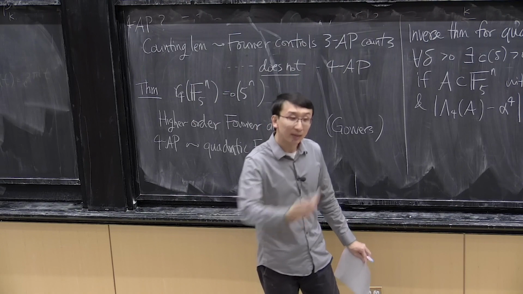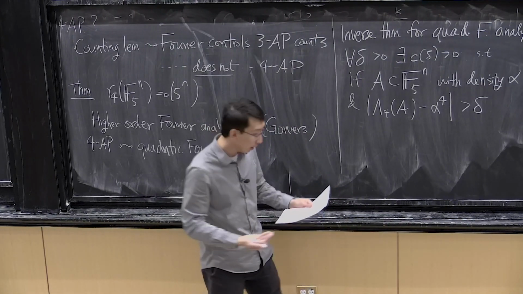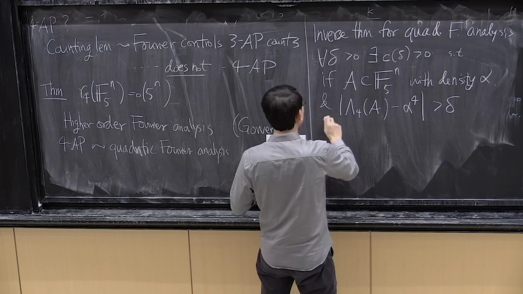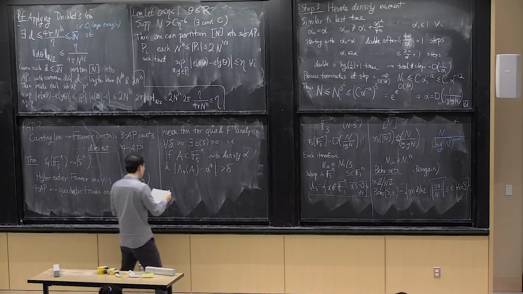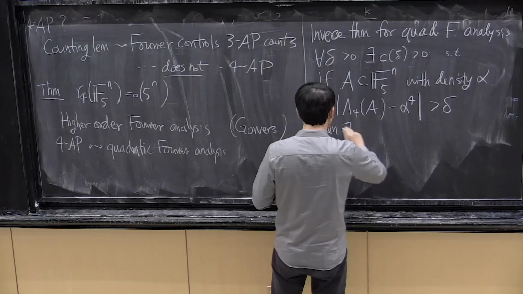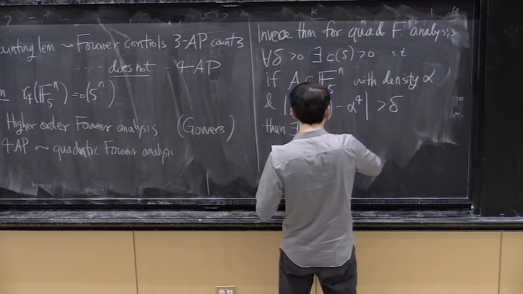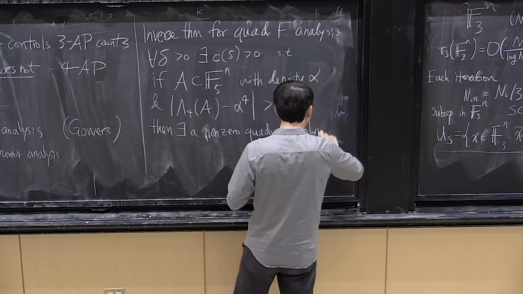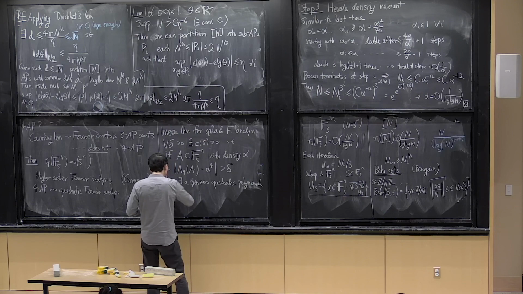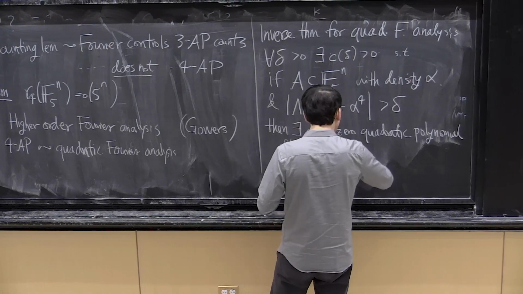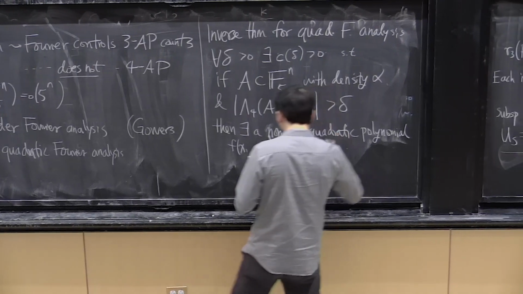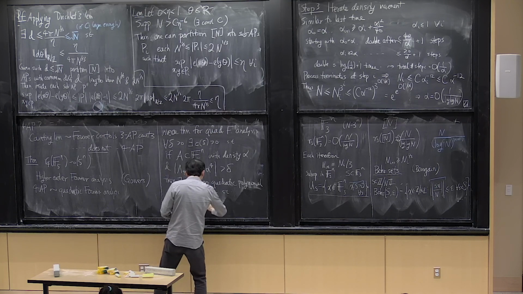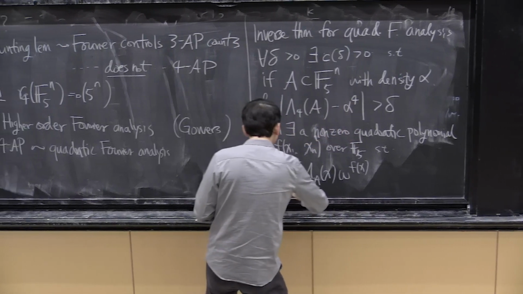Okay, so for 3 APs, we said that A has a large Fourier coefficient. Right? So for 4 APs, that may not be true, but the following is true. Right? So then there exists a non-zero quadratic polynomial f in n variables over F5 such that the indicator function of A correlates with this quadratic exponential phase.